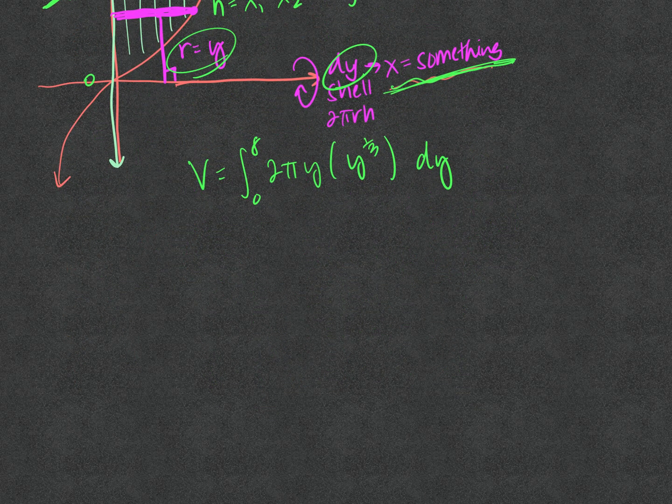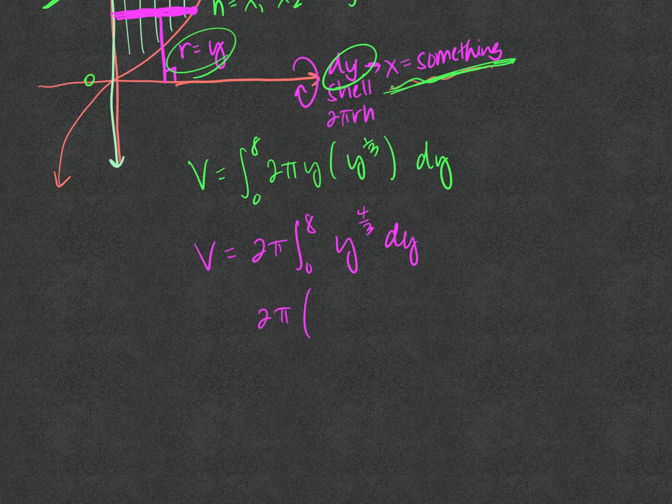I don't know why it says set up and not evaluate. I guess they're just saving you time in your homework. Let's go with the pink. So volume equals, I'm going to pull this 2 pi out front. We have 0 to 8. We have to multiply, but this gives me y to the 4/3. Add those exponents. So we have 2 pi parentheses.